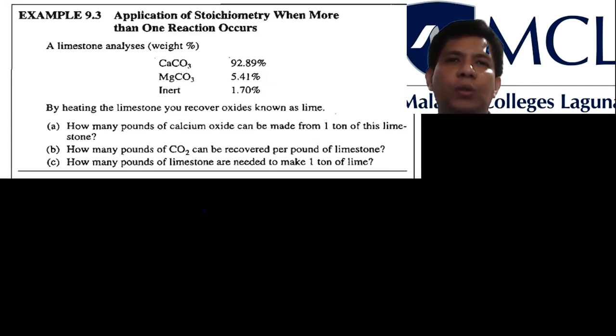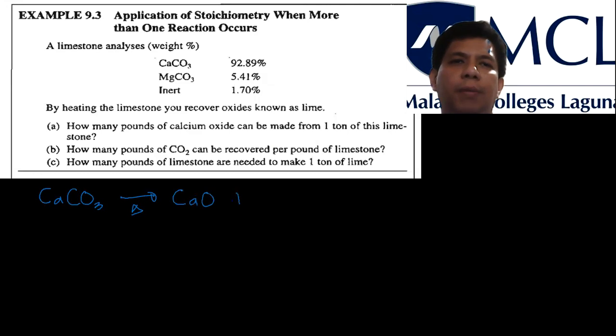So by heating the limestone, you recover an oxide known as lime. Basically, that's calcium carbonate. Upon heating, it will produce calcium oxide plus carbon dioxide. And this is the heating reaction. Okay, this is your line. So the question is, how many pounds of calcium oxide can be made from 1 ton of this limestone?